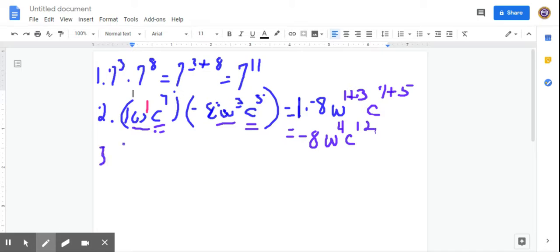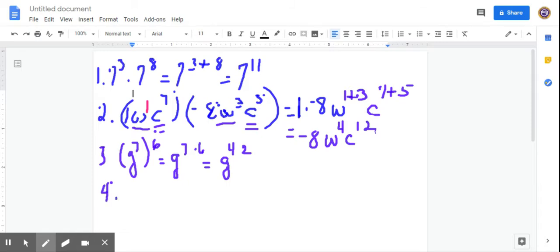All right, number 3. You have the quantity of G to the 7th raised to the 6th power. So now you have a power to a power, an exponent being raised to another exponent. That rule tells you to keep the base and multiply the exponents. So now you're going to multiply 7 times 6 and get 42. So G to the 42nd power.